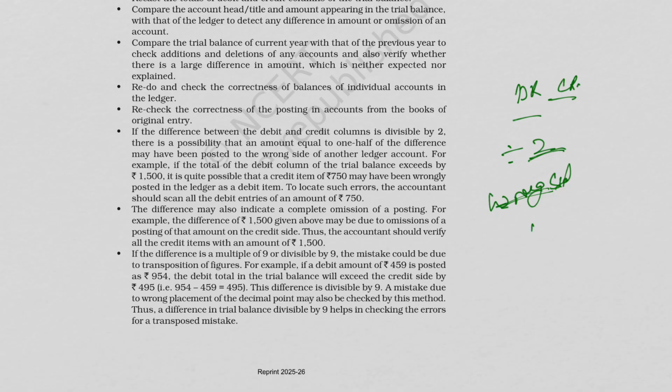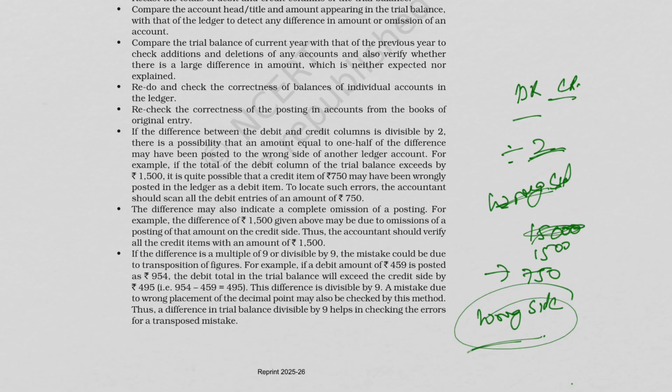Suppose the trial balance difference is rupees 1500. So half of this amount is rupees 750. This means that an entry of 750 might have been posted to the wrong side. For instance, a credit entry of rupees 750 has been posted to the debit side, so therefore the accountant should search for the entries of 750 in the ledger.